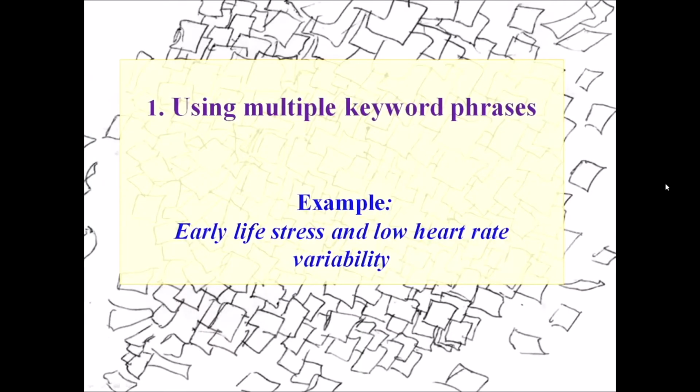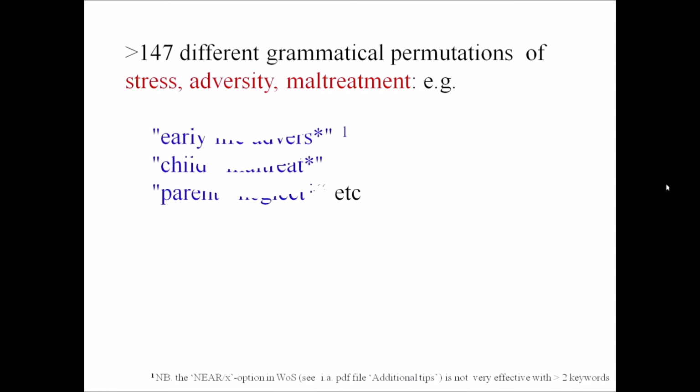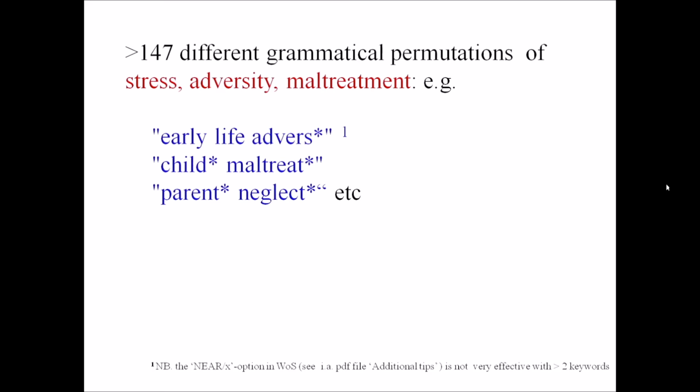Using multiple keyword phrases. As an example, I take the question whether early life stress is related to physiological effects, in this case low heart rate variability. There are multiple terms for early life stress, containing words like stress, adversity, maltreatment and many more, and in many combinations. I found 147 different grammatical permutations of words related to early life stress, like early life adversity, child maltreatment, parental neglect, and multiple combinations and different orders of these words.